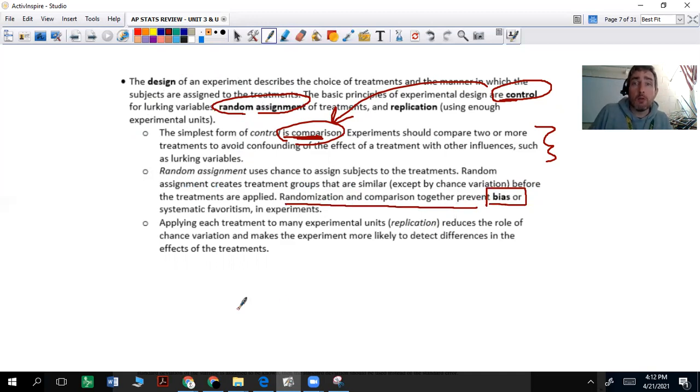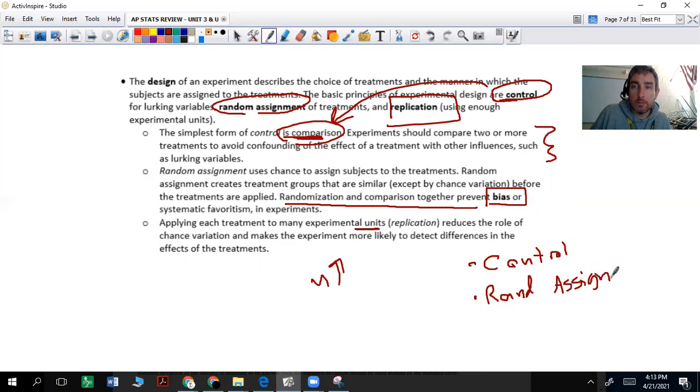And then finally, replication. Do it enough times so you have good data. Applying each treatment to many experimental units, the higher the n value, the better the results. So it reduces the role of chance variation and makes the experiment more likely to detect differences in the effects of the treatments. So to repeat, we want to have control. We want to have random assignment. And we want to have replication. Those are key components to a good, well-designed experiment.